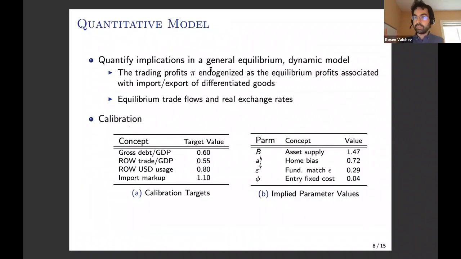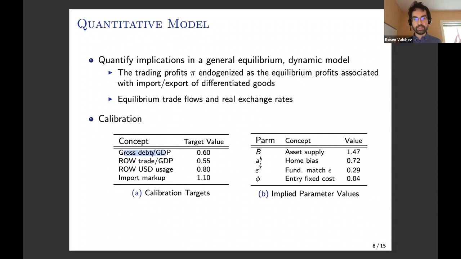Okay, so then we go to the big model. We endogenize a bunch of things. Most interesting is this pi, the profit that we make from trading abroad, which is going to be your standard incentive to trade for differentiated assets, because my consumption basket likes variety. And then there's going to be an endogenous markup because of these frictions in trade. All of that is going to be funding the profits, and it's also going to be funding the convenience yields. We're going to calibrate the model to a number of targets.